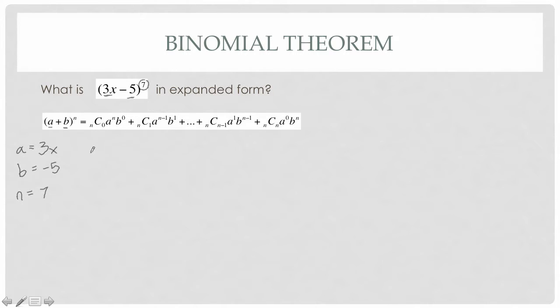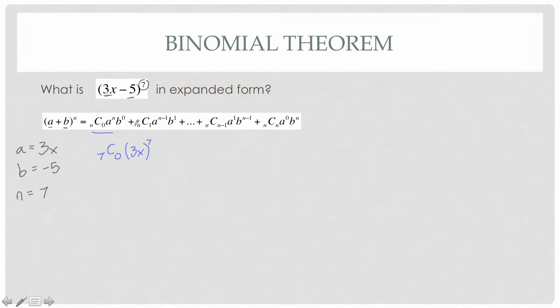So that's saying I've got 7 things. What are all the combinations of 0 of those 7 things? That's multiplied by a to the nth power. So I take a, which is 3x, to the 7th power. But then I have b to the 0th power. Well, I'm not even worried about writing negative 5 to the 0th power because I know that equals 1. So we already got the first term done.